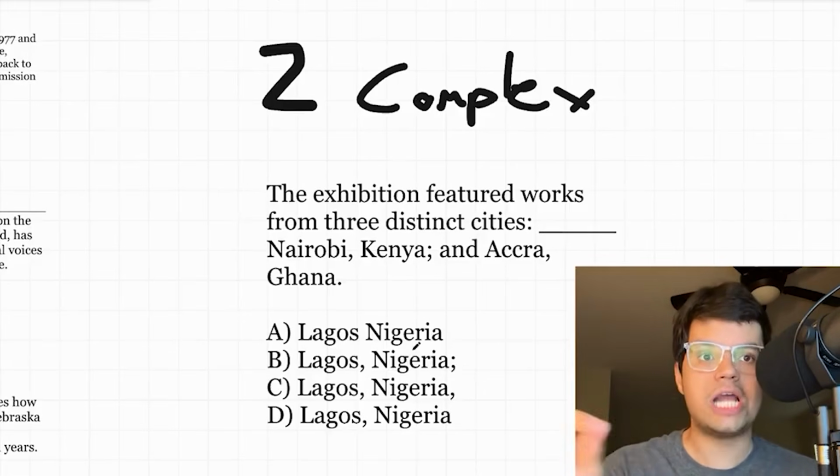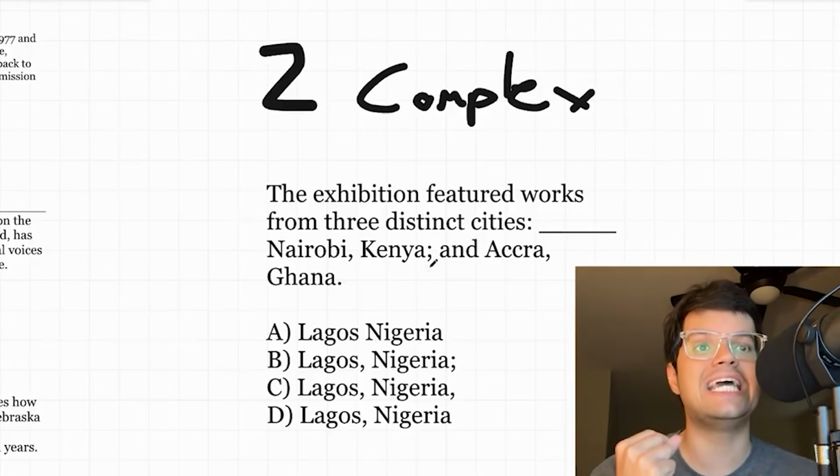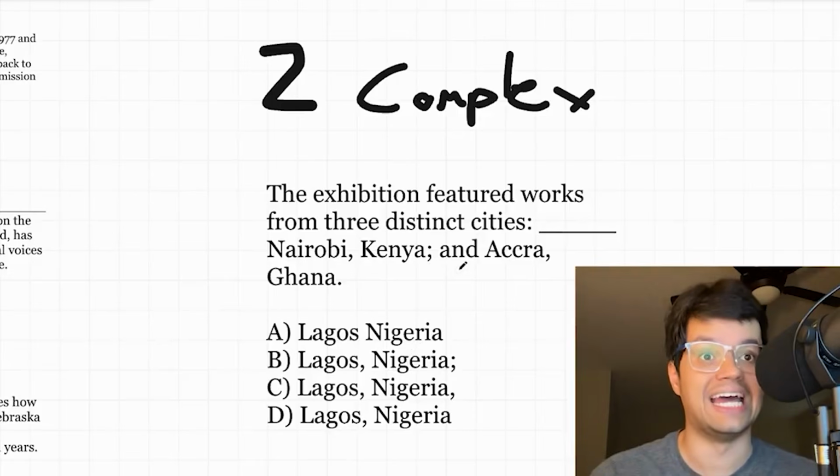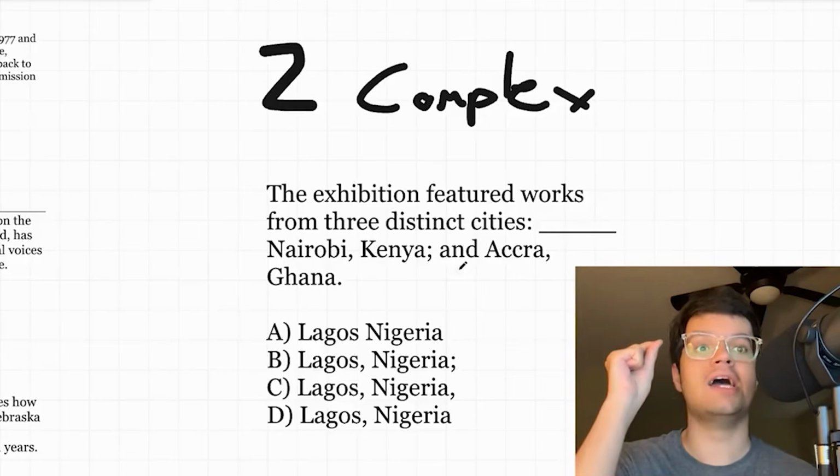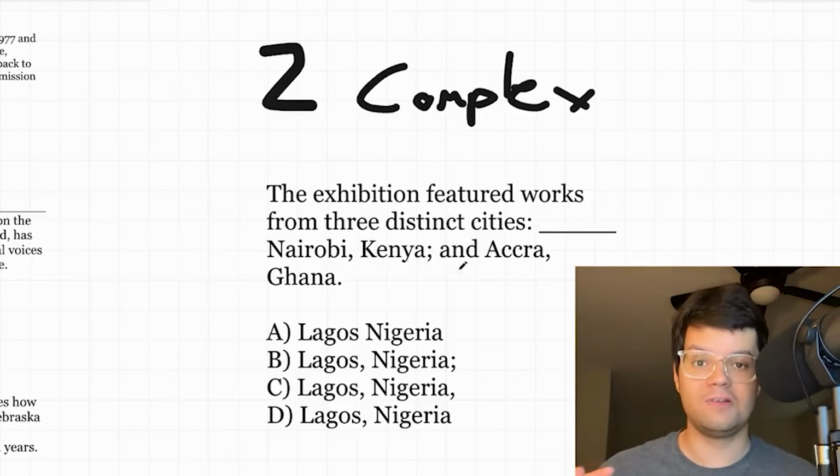And also a really good way to know if it's a complex list is if you see a semicolon followed by the word and in the passage. If you see that, it's definitely 100% going to be a complex list because there's nothing else in the English language, at least to my knowledge, that involves a semicolon followed by the word and.